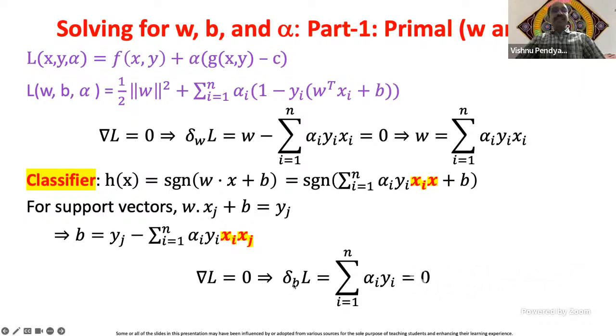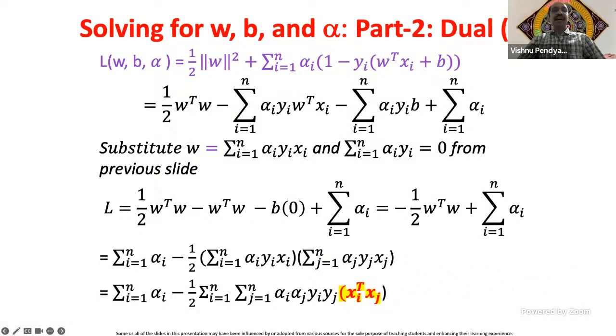Okay, the second derivative is with respect to b. We take the partial derivative of L with respect to b and equate it to 0. We get the summation of alpha i times yi is equal to 0. So we'll use these findings later. So this is the primal part, where we are taking the derivatives with respect to w and b. Now in the dual part, we take it with respect to alpha, right?